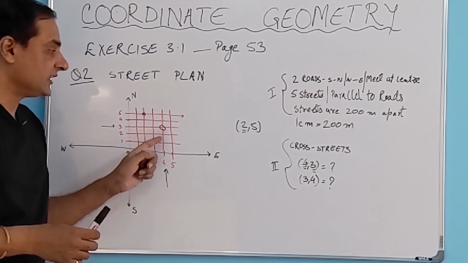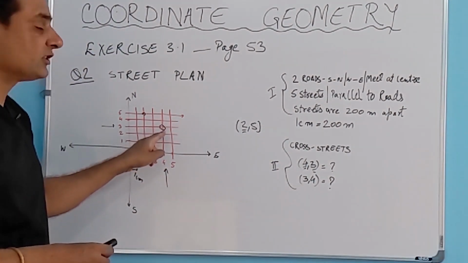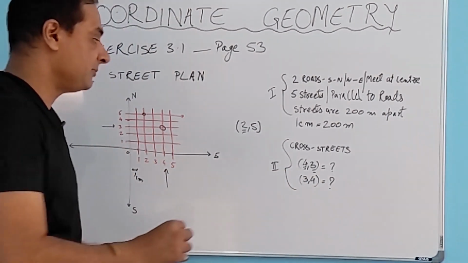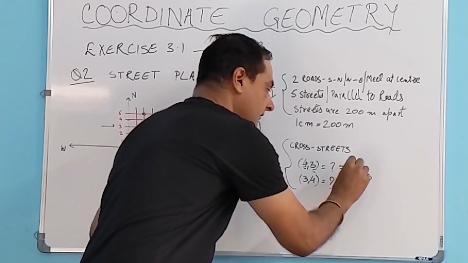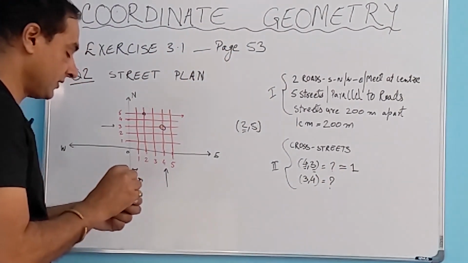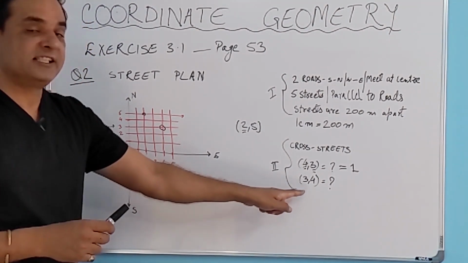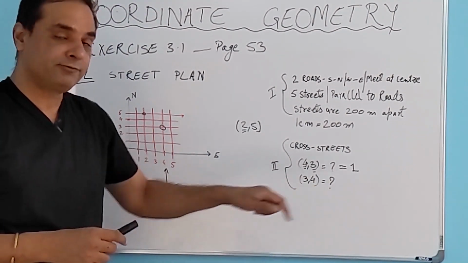So this cross street which represents 4 and 3 is only one. So we identified that. How many 4 and 3 cross streets can be there? There could only be one. We can identify that. Now similarly, there is another part. How many cross streets can we identify with number 3 and 4?